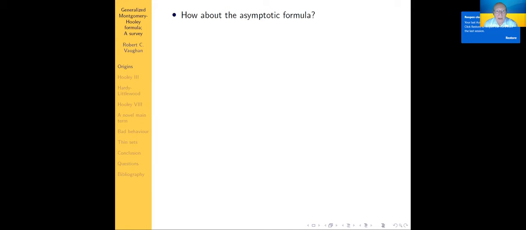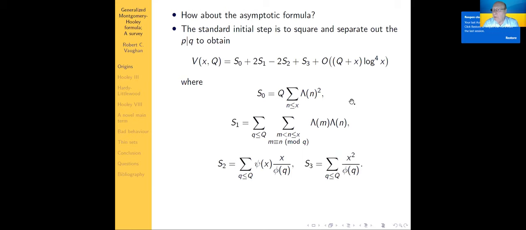Okay, how about the asymptotic formula? Well, there's a standard way of approaching this. At least it was a standard way for many years: you just take your square and square it out. And when you do that, you get various sums. You should get at least three sums, right? And if you do some splitting, you get four.